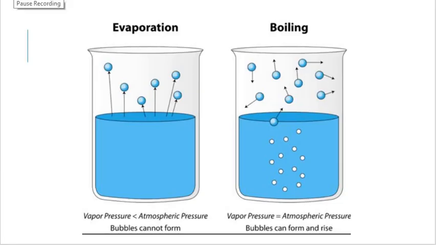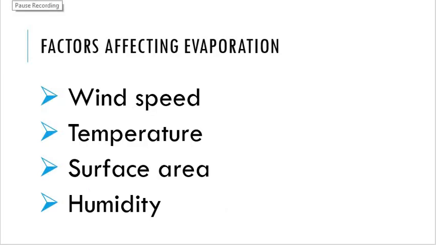What is the difference between evaporation and boiling? Boiling is a bulk phenomenon, but evaporation is a surface phenomenon. The factors affecting evaporation are speed of the wind, temperature, surface area, and humidity.